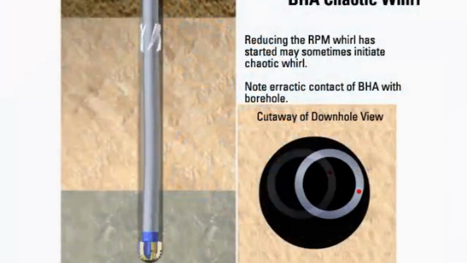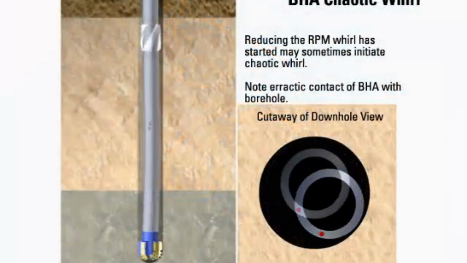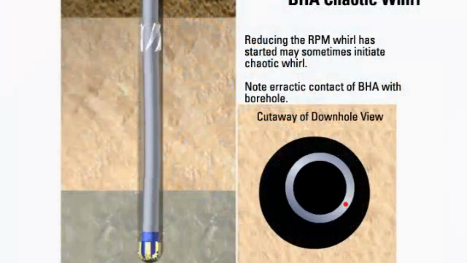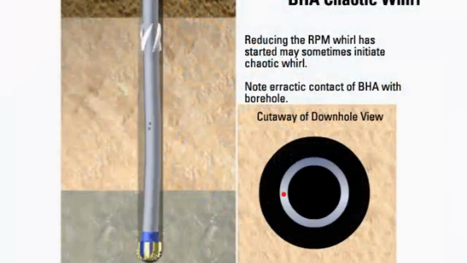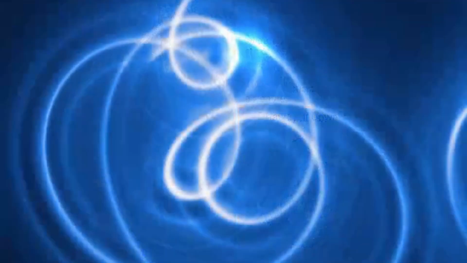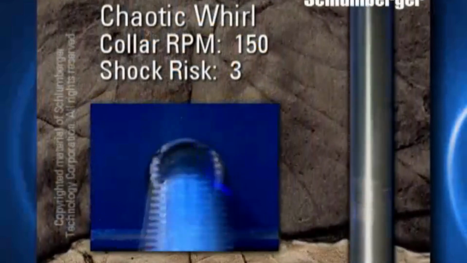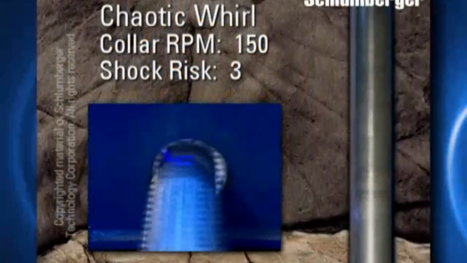In chaotic whirl, there is no preferential side of the collars or BHA contacting the formation. The torque will be above average along with the lateral vibrations and shocks. Chaotic whirl can occur when changing rotary RPM to try and address forward or backward whirl.